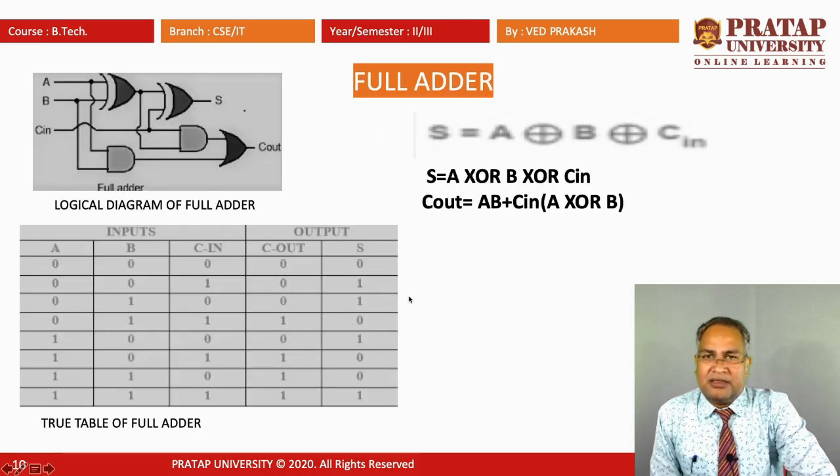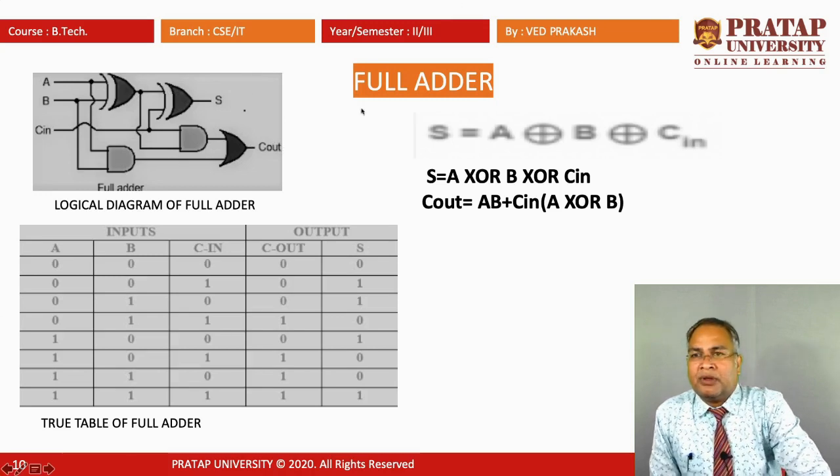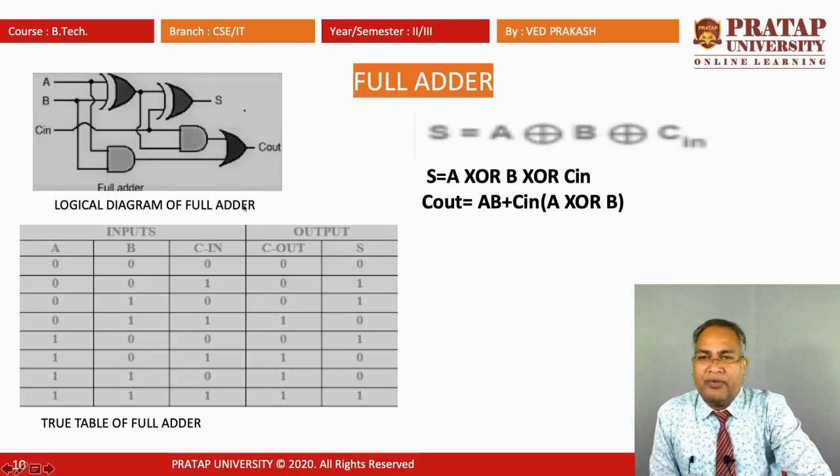Now, the next adder is known as a full adder. Basically, in the full adder, we take 3 inputs and get 2 outputs. Here, A, B and C in are considered as inputs and the outputs are S, which denotes the sum, and C out, which denotes the carry output. Now, this diagram denotes the logical diagram of the full adder. Now, let us consider how the full adder works.